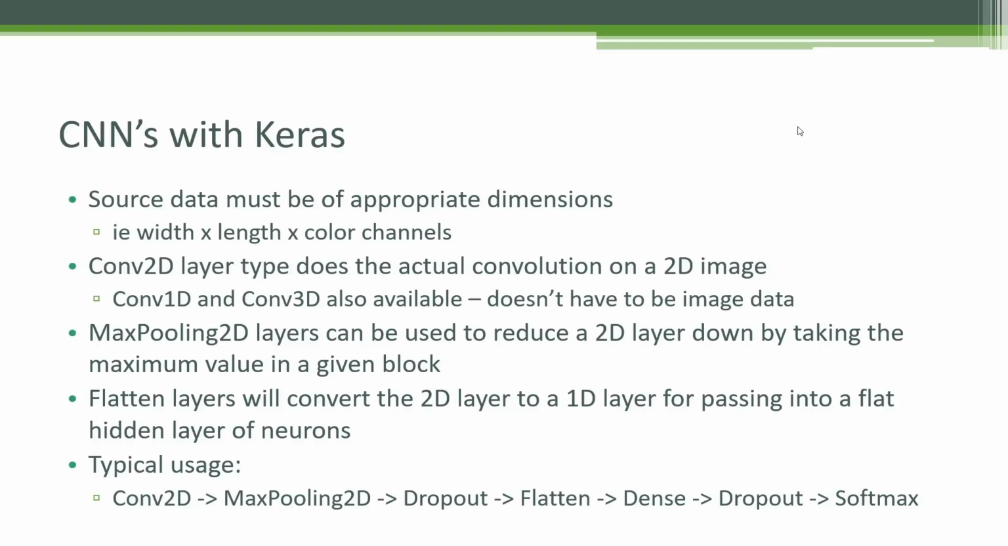So a lot of possibilities there. Another specialized layer in Keras for CNNs is max pooling 2D. Obviously, there's a 1D and 3D variant of that as well. The idea of that is just to reduce the size of your data down.